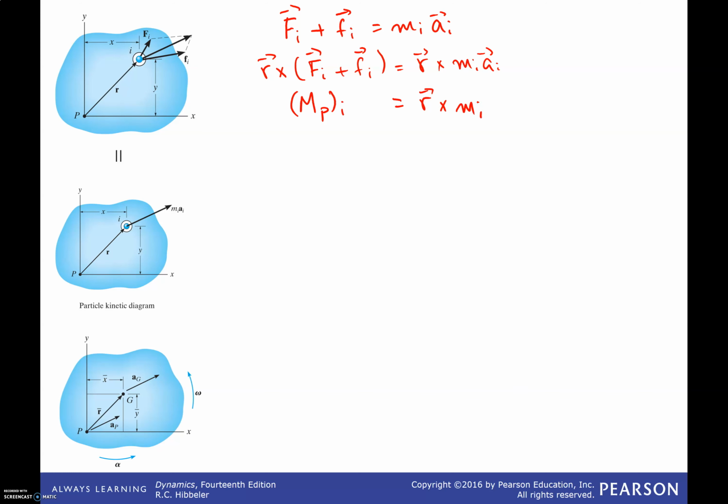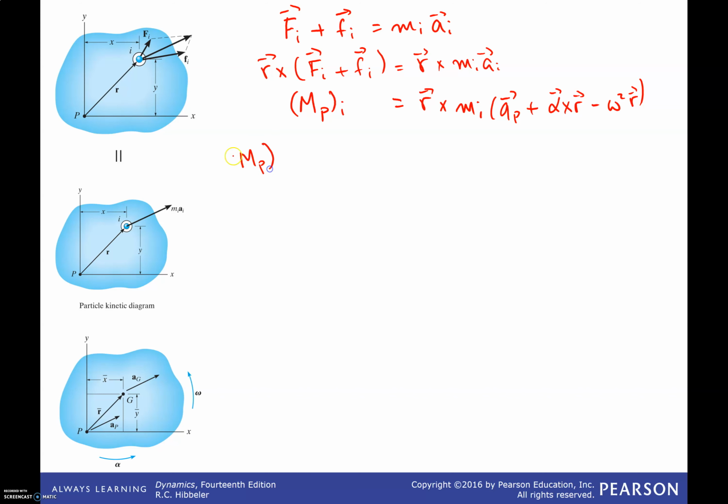And now this acceleration, remember how we write this acceleration? We can write this as the acceleration of point P plus the rotational part, and the rotational part is alpha cross R minus omega squared R. So this is from the previous chapter. So that's all. Now let's just do a simplification here.